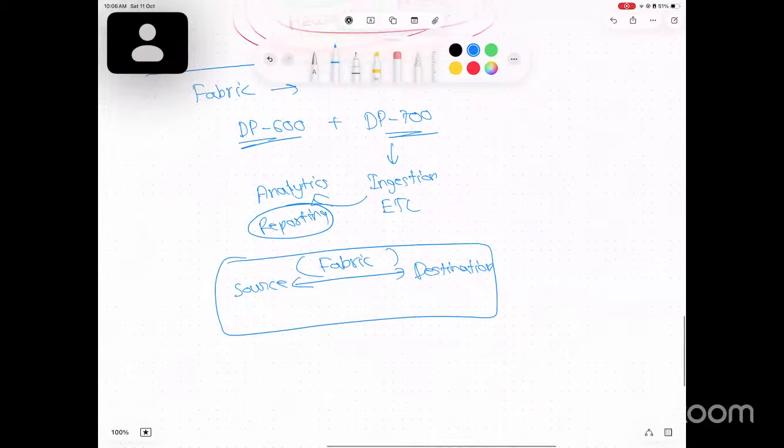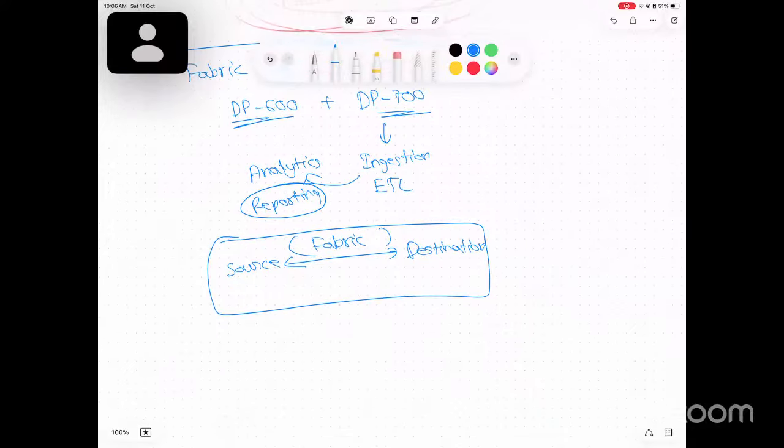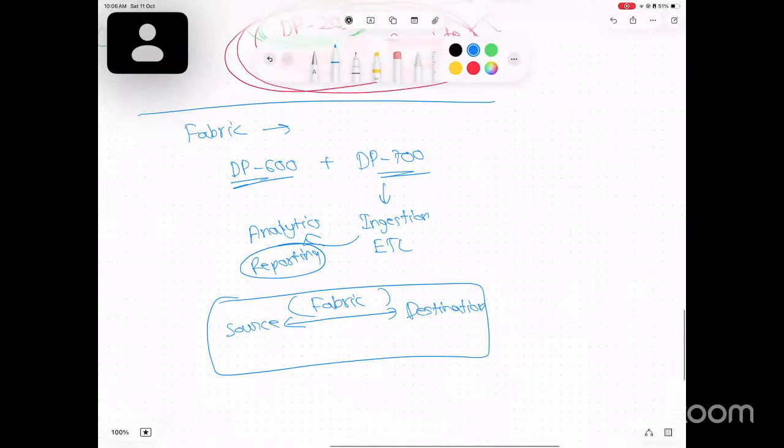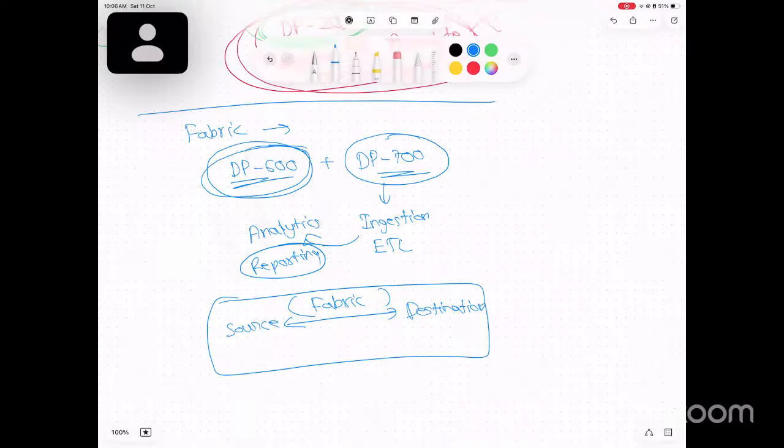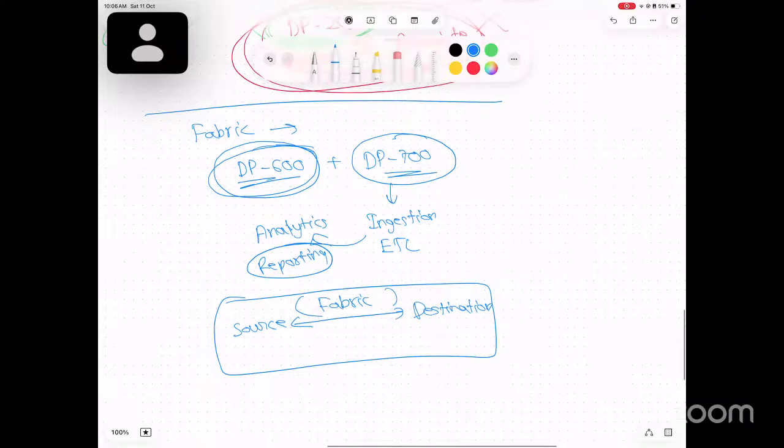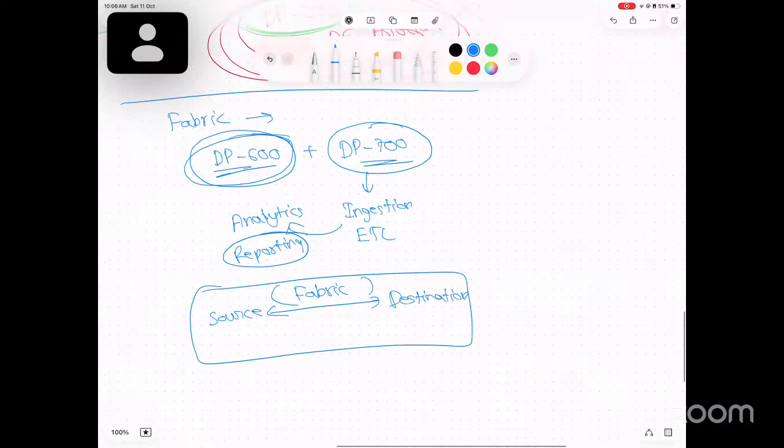Now the question will always be there: which one should I clear first? Should I take DP700 first or DP600 first? My suggestion is, if you already know Power BI, if you are already certified in PL300, first clear DP600, then go to DP700. If you are starting from scratch, don't go with 600, go with 700, then come to 600.